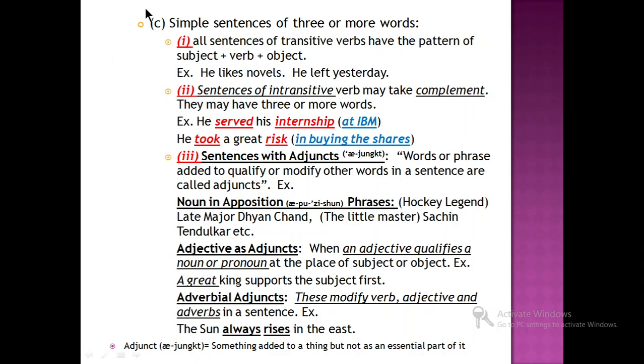Okay, let's understand this one. Sentences of intransitive verbs may take a complement. Complement means as a support to something. So here is a sentence, and do not consider something which is written in the bracket. He served his internship. This sentence is really complete. Nothing is wrong with it. He took a great risk. दोनों sentences complete हैं. There isn't any need to add anything.